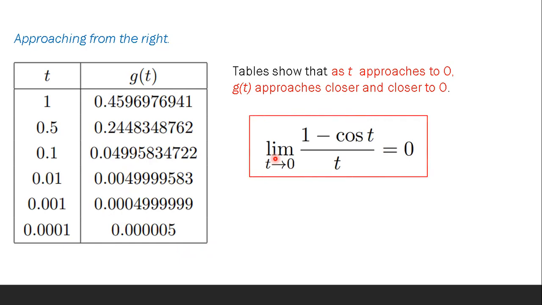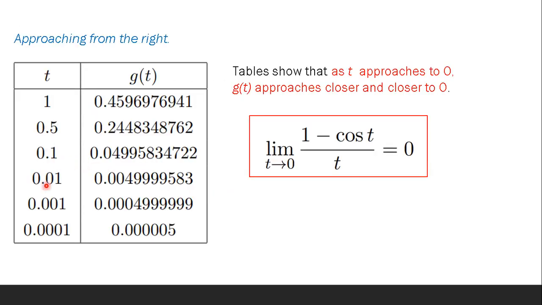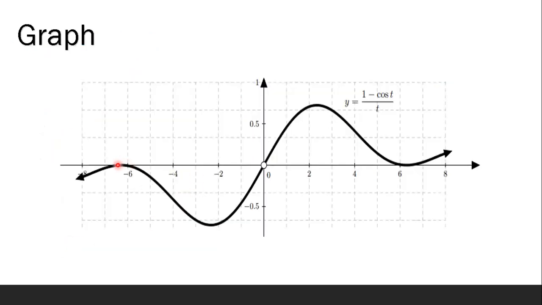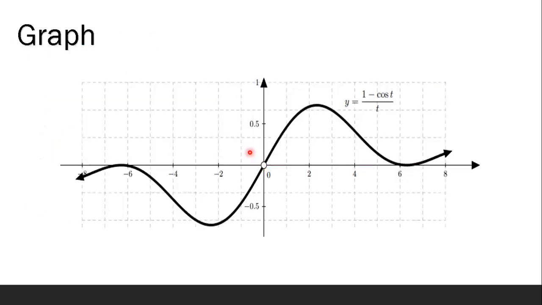And that's our final answer. Here is the graph. This is the value of t, and this is the value of f of x. As t approaches 0, our g of t approaches closer and closer to 0. So it's located on the origin, and you need to take note that it should be hollow.